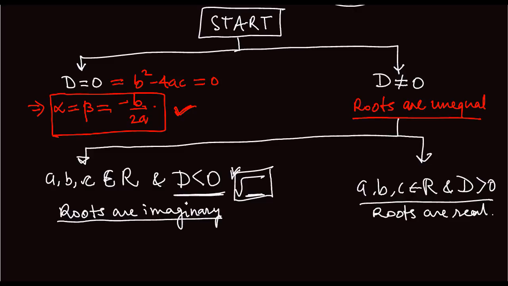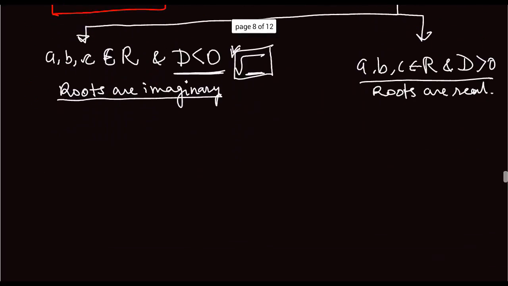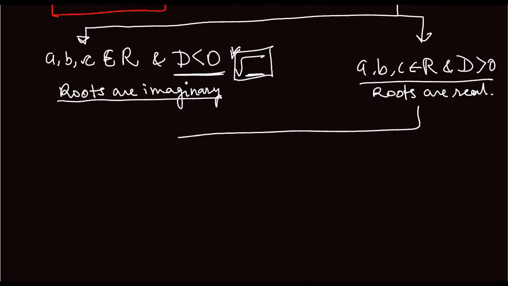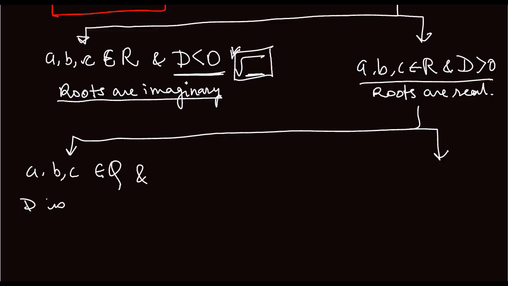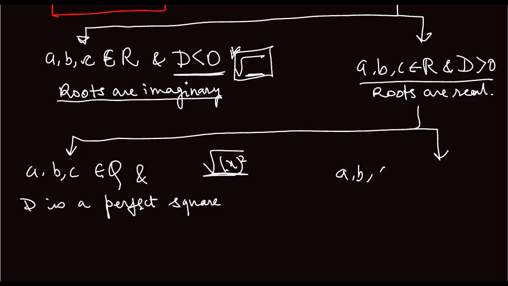Roots are real quantities. Then again, if roots are real, then what is the relation between them? So again, you have two things coming on. First will be a, b, c, they belong to rational, and D is a perfect square. That is root of something, there is x square, that is a perfect square. Then another case will be a, b, c belong to Q, and D is not a perfect square.